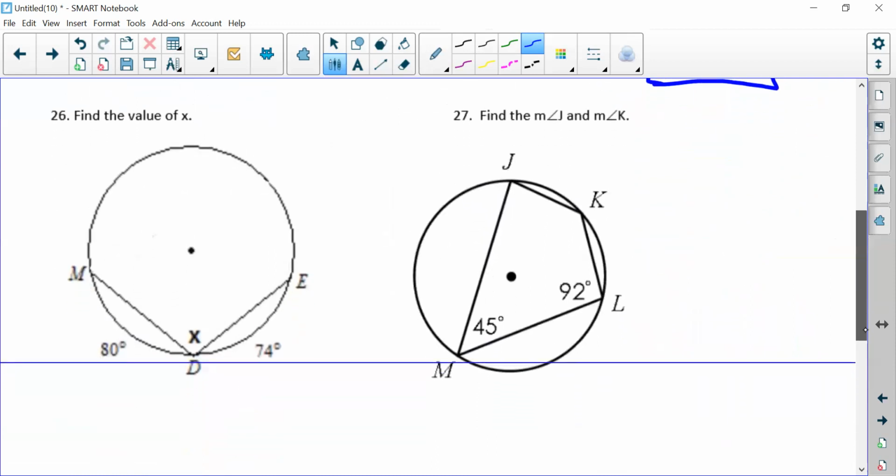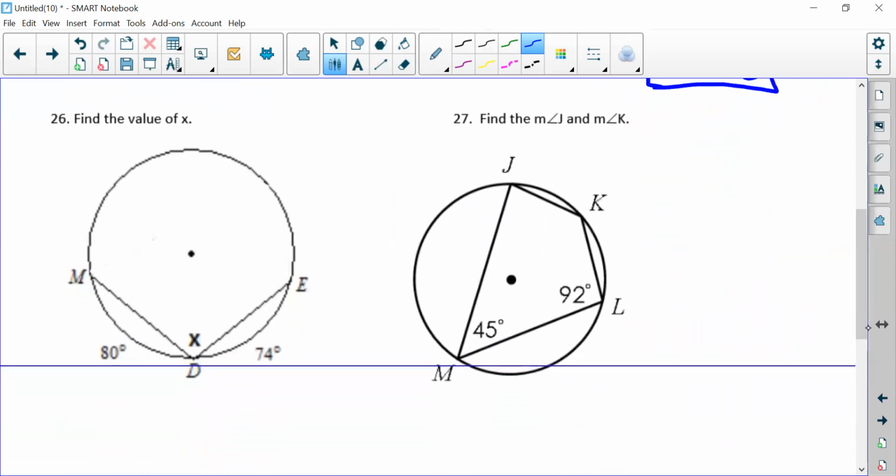All right, let's go down to number 26. It's another problem where it asks you to find the value of x. So look, I'm going to take a second to highlight the angle that I'm finding the measure of, okay? Angle MDE, or we could just say angle D. Okay, look, since the vertex of angle D is on the circle, we know that it's an inscribed angle, okay? In order to find that measure of that inscribed angle, we know already that we have to find the measure of its intercepted arc, AKA the arc that goes with that angle, okay?